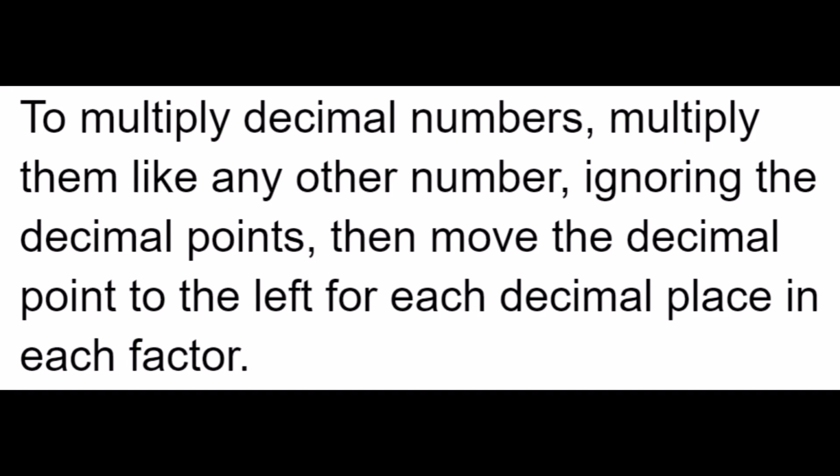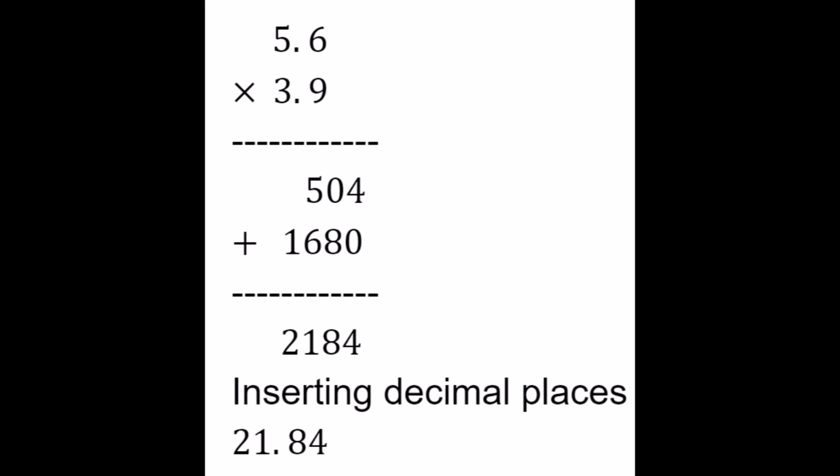To multiply decimal numbers, you multiply them like any other number while ignoring the decimal points, and once you get the answer, you move the decimal point to the left once for each decimal place in each factor. For example, 5.6 times 3.9.